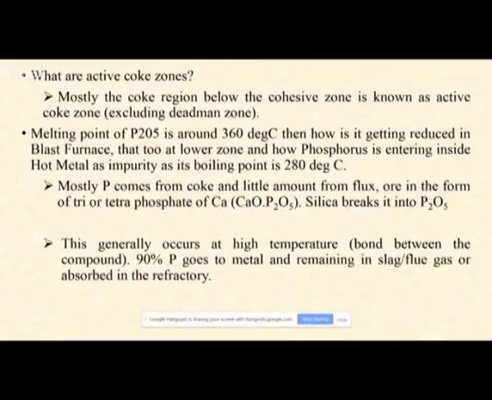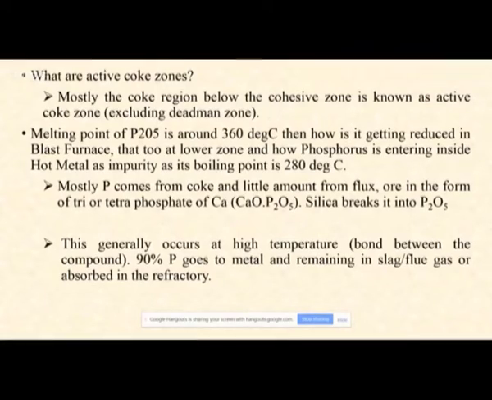Another question in the forum was, what are active coke zones? Mostly the coke region below the cohesive zone is known as the active coke zone, excluding the dead man. This is the zone where coke is the only solid material existing in the blast furnace. So that is mostly known as the active coke zone.